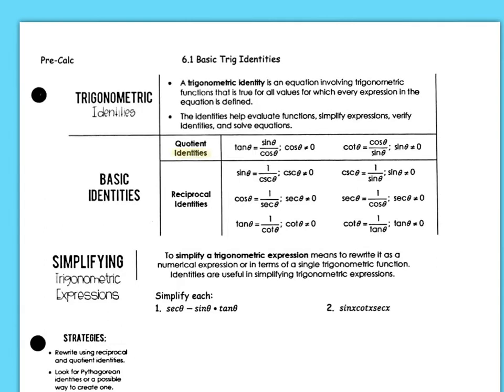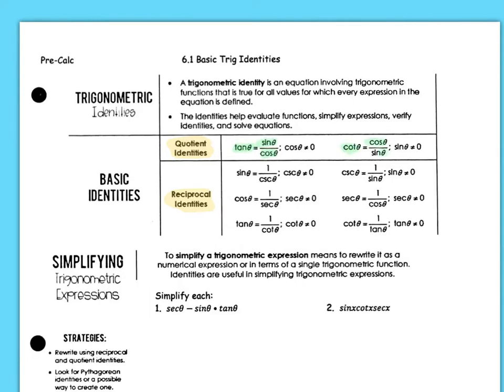So we have two kinds: quotient, meaning we turn this into a division problem, and reciprocal, meaning we just flip something over. And if you look, every single word can be written in terms of sine and cosine. And that is the number one important thing to remember. We can take any single word we want and turn it into either sine or cosine or a combination of sine and cosine. So tangent is sine over cosine.